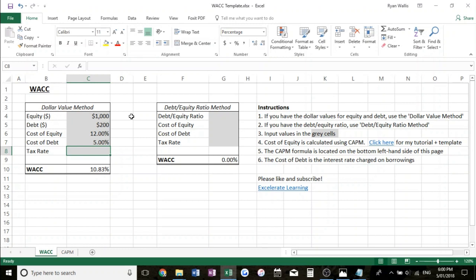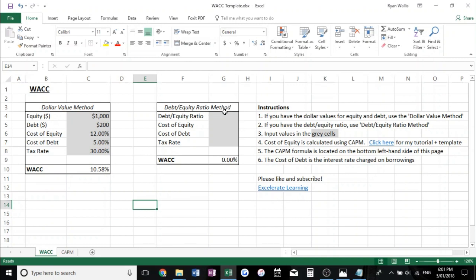And then, of course, we want to enter the tax rate so we can capture the tax shield. And we'll see that we have a weighted average cost of capital for this business of 10.58%. So this can be used as a discount rate in a discounted cash flow or a net present value, something to measure the profitability of projects or valuing a firm.